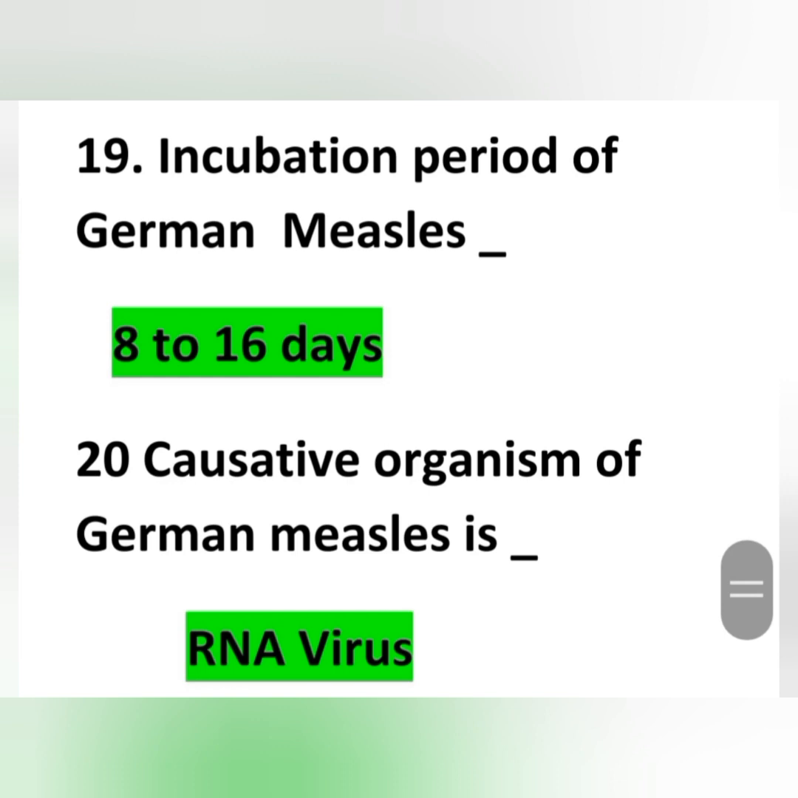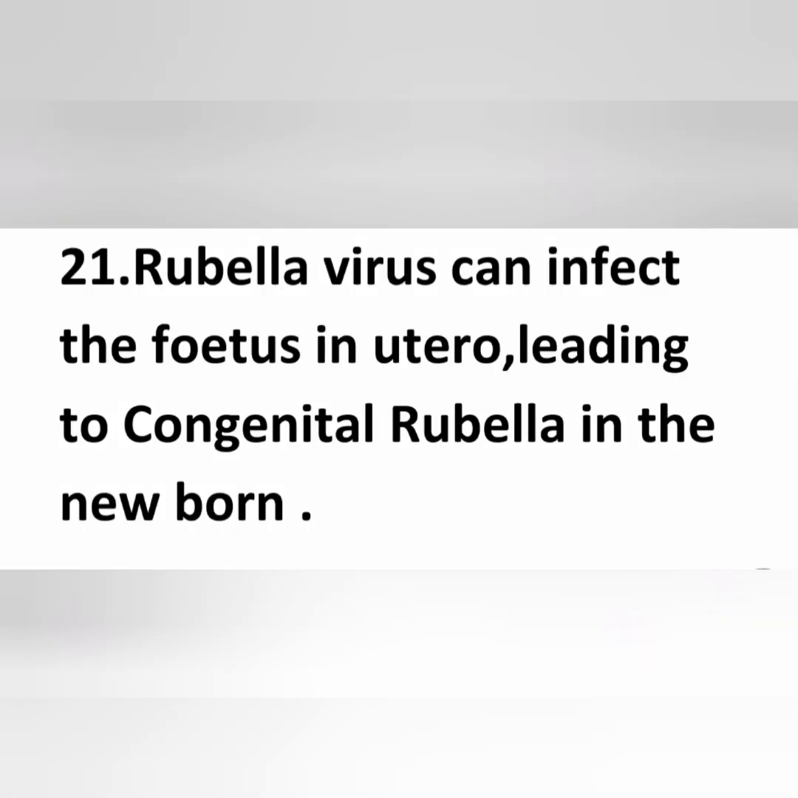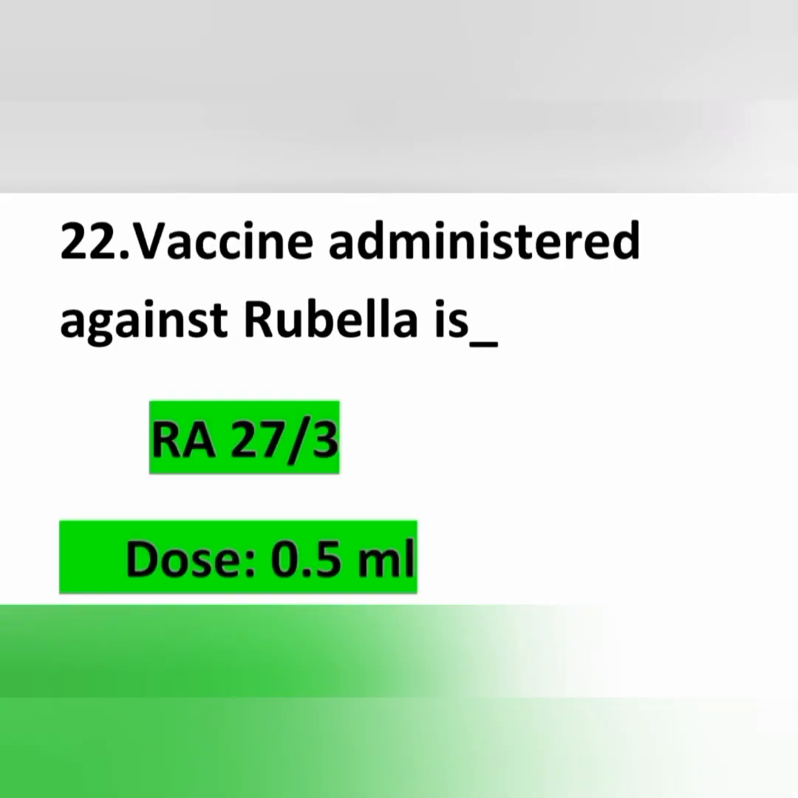And the rubella virus can infect a person. If the mother gets rubella infection, it will affect the fetus, leading to congenital rubella in the newborn also. So the vaccination administered against rubella is called RA27/3 and the dose is 0.5 ml. This is also an important point. This question I have already seen in a question paper.